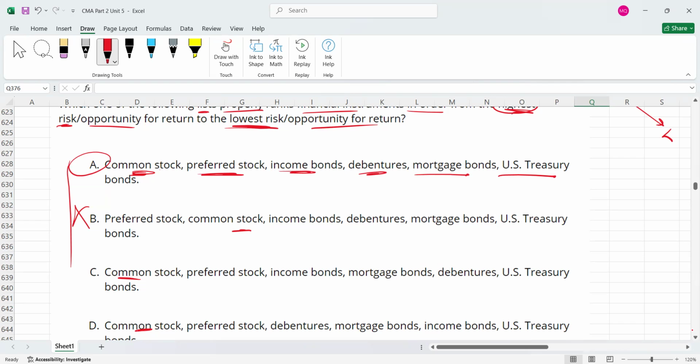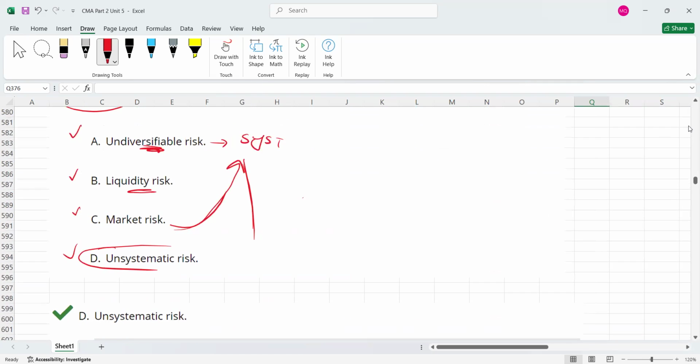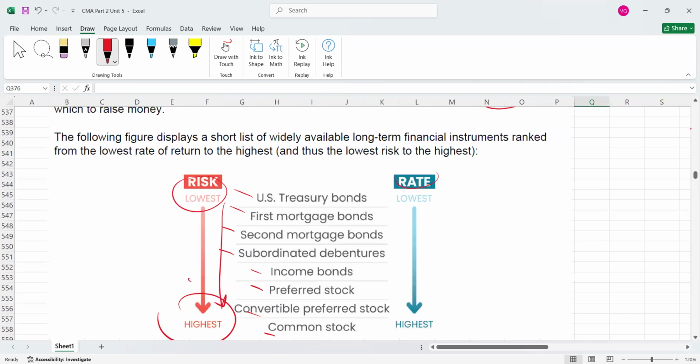If you look at the other option, preferred stock first, then common stock, no, because preferred stock is less risky, common stock is more risky. But you have to find the option from highest risk to lowest risk. Common stock, great. Preferred stock, great. Income bonds, okay. Mortgage bonds and debentures. Then US Treasury bonds. So what is the mistake here, guys? Does mortgage bonds come first or debentures? Debentures come first. Just go back and check. See here, because I'm moving from bottom to up. So debentures come first, then mortgage bonds. So this is not correct.